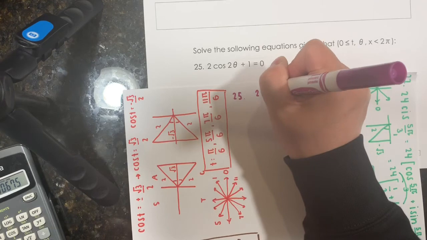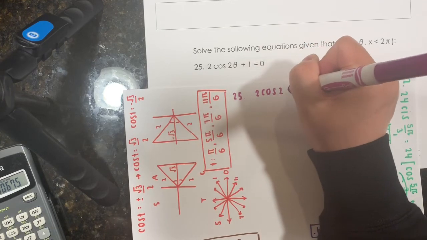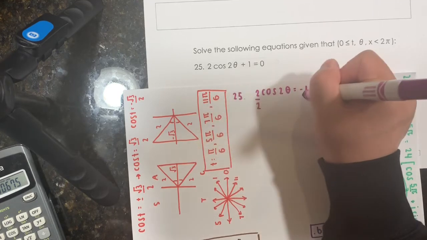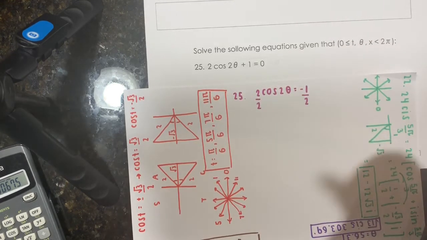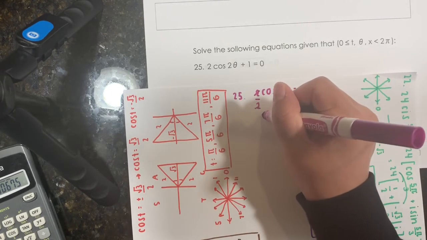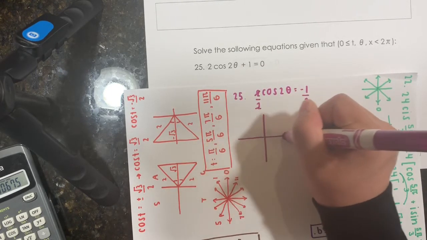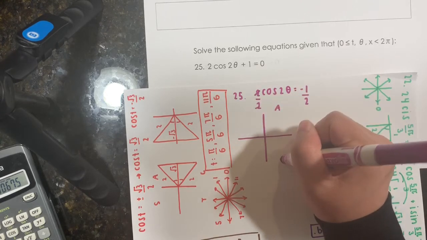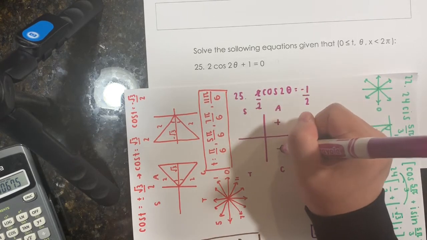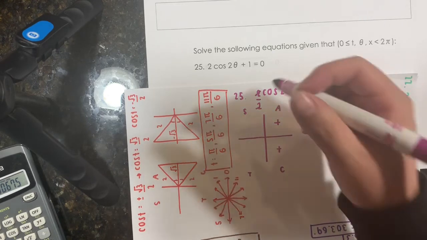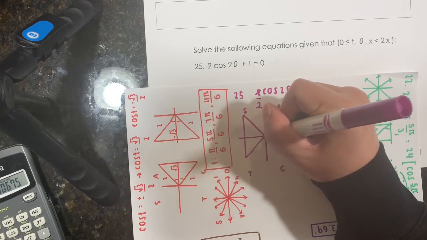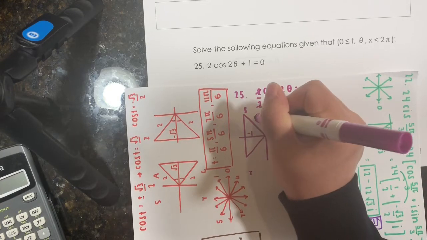So 2 cosine 2 theta equals negative 1. Divide both sides by 2. So now I'm looking for where cosine is negative. So on my chart, all students take calculus, I know it's positive in 1 and 4, which means that it's going to be negative in 2 and 3. Adjacent is going to be negative 1, hypotenuse is 2.